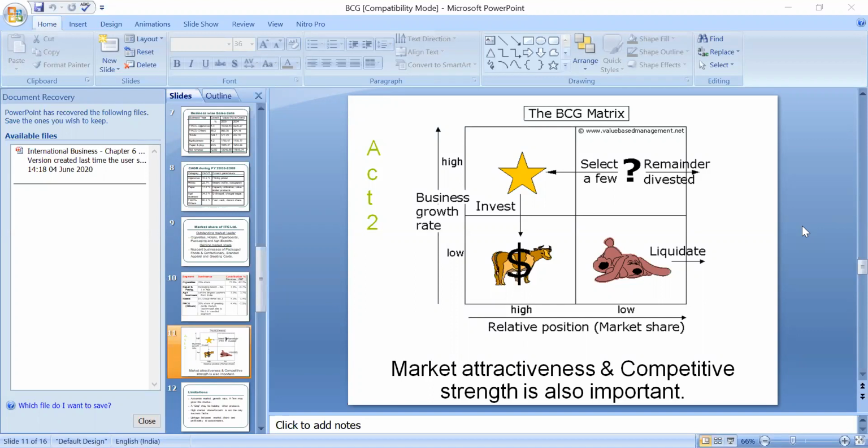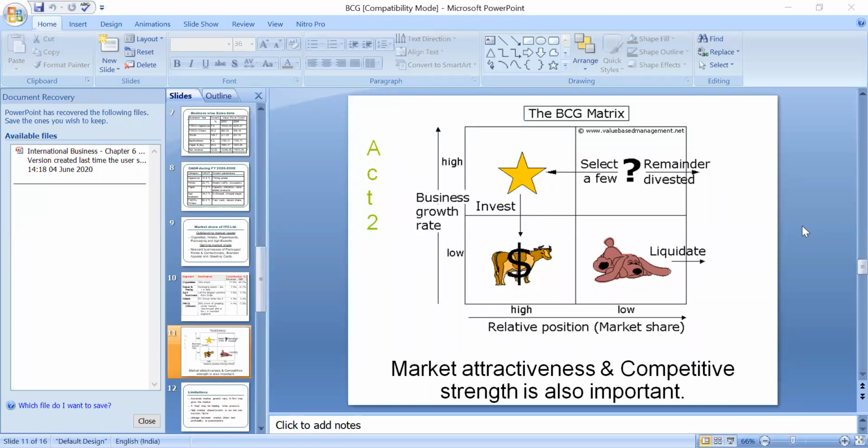So here, when we talk about the BCG Matrix, the Boston Consulting Group Matrix, we are talking in terms of the relative market share of an organization vis-a-vis the business growth rate of an industry. If you have a high market share and low market growth, it's a cash cow. High market share and high market growth, then it is called a star. A low market share with a high growth of industry is called a question mark. When the business growth rate as well as the market share is low, it is called a dog.